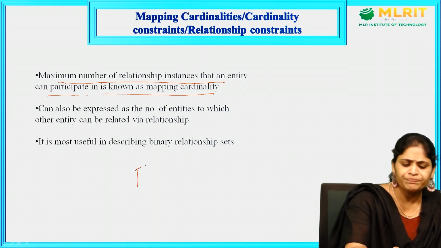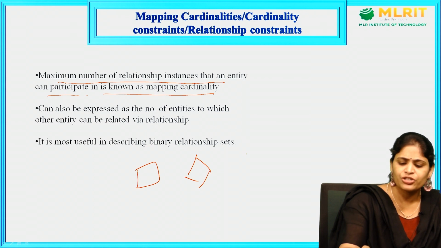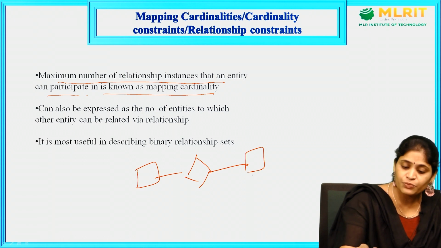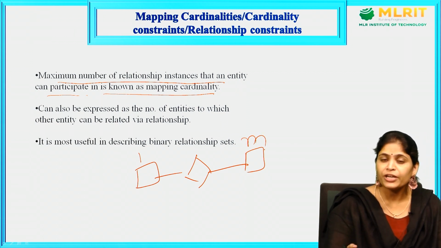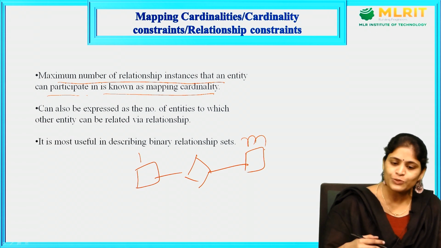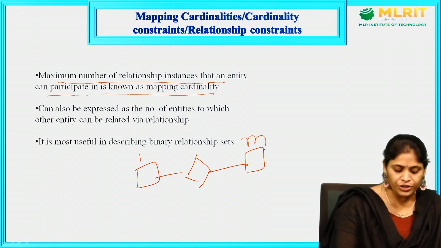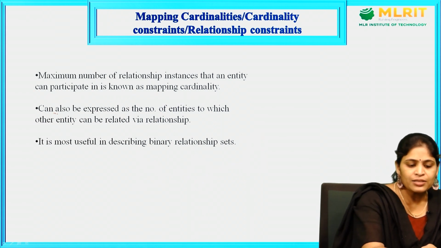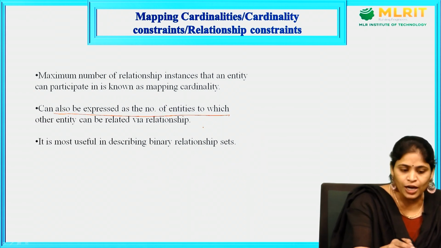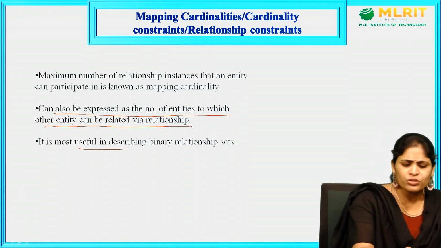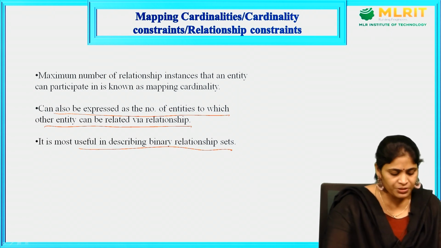For example, this is an entity set, this is a relationship, and this is another entity set, right? So how many entity sets participate with another entity? That means only one entity set participates with many entities, like that: one to one, one to many, many to one, and many to many. These are the four types of cardinality constraints or relationship constraints that we are going to deal with. And these can also be expressed as a number of entities to which another entity can be related through a relationship. And it is most useful in describing binary relationship sets.